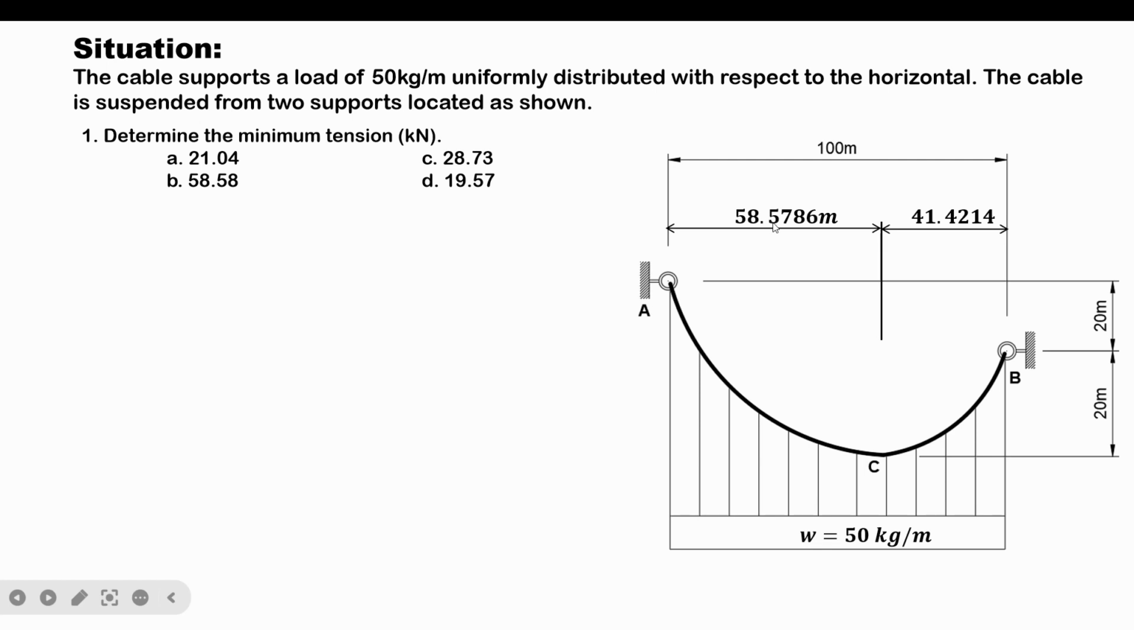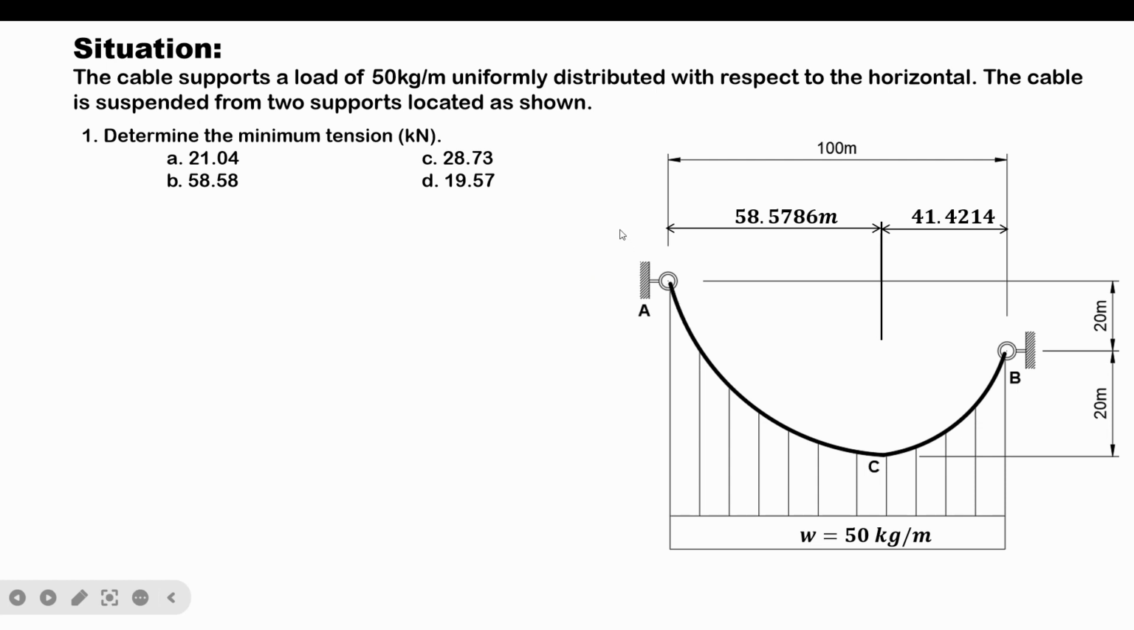So here's now the updated figure of the cable, wherein the distance of the vertex from point A is 58.5786 and its distance from B is 41.4214, as computed from the previous procedure. Now let's draw the free body diagram of the whole system.